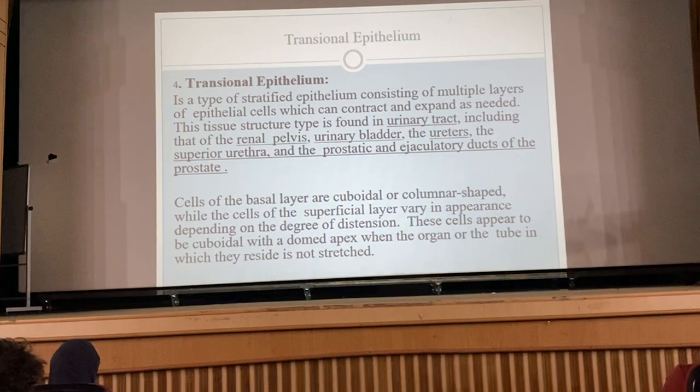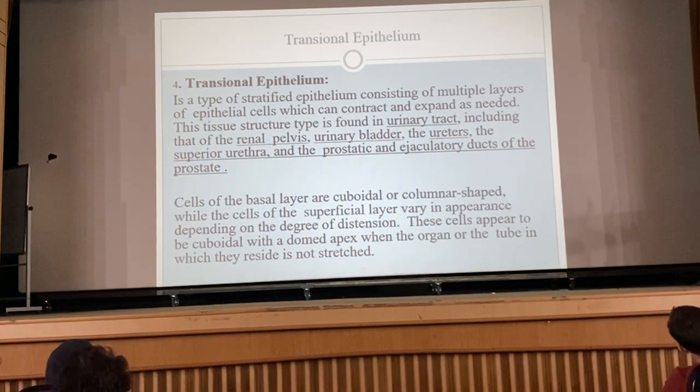So the basal layer cells are cuboidal and columnar, while the superficial layer varies in appearance according to the degree of distension. These cells appear to be cuboidal with a dome apex when the organ or the tube in which they reside is not stretched. When the organ, for example the urinary bladder, is filled with urine, the wall of the urinary bladder stretches or expands in order to occupy this volume of urine.